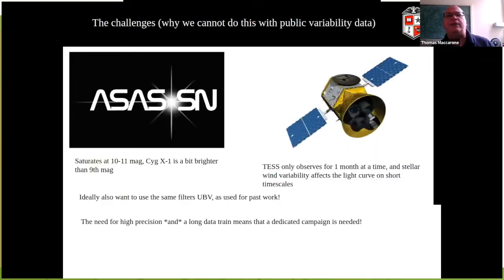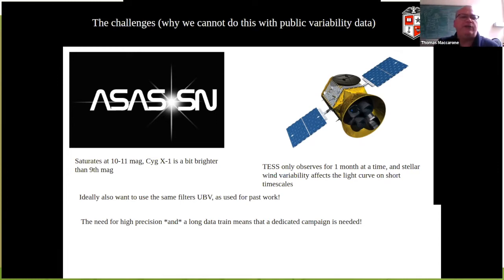All right, so some of the challenges why we can't do this with public variability data, and there's a couple of projects that you might think should be able to do this. One is ASAS-SN, which takes images of the whole sky every few days. The problem is that Cygnus X-1 is about 9th magnitude. ASAS-SN saturates at somewhere between 10th and 11th magnitude, depending on exactly how good the seeing and the cloud cover were on a particular night. So Cygnus X-1 is always going to be saturated in ASAS-SN.